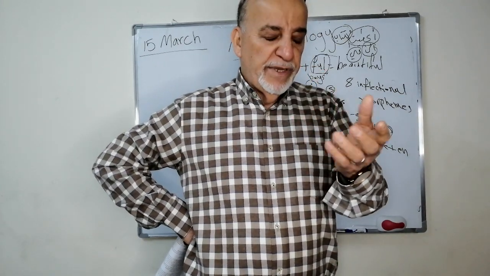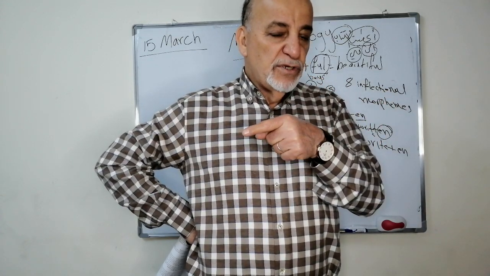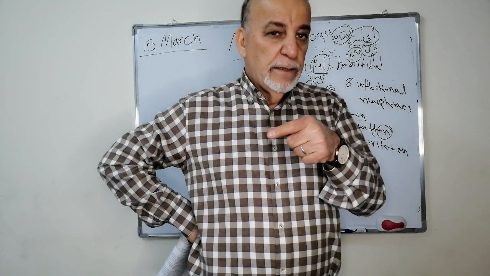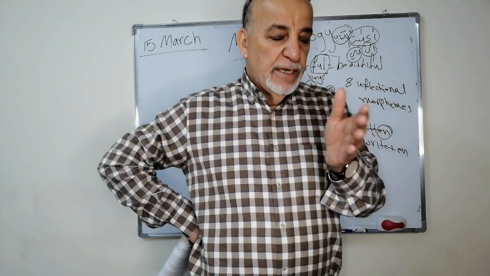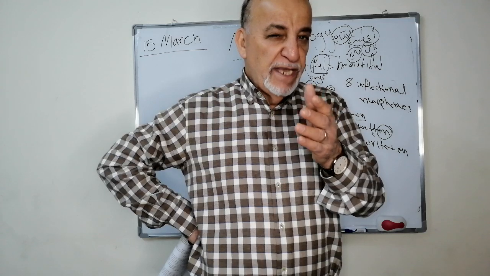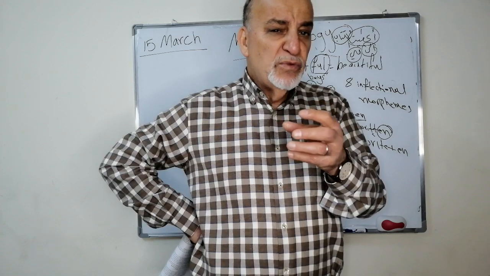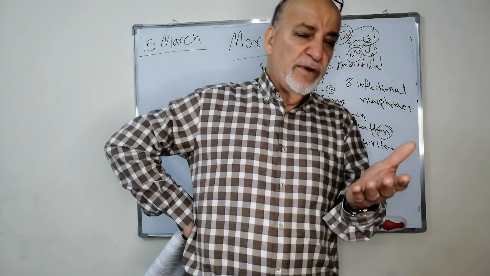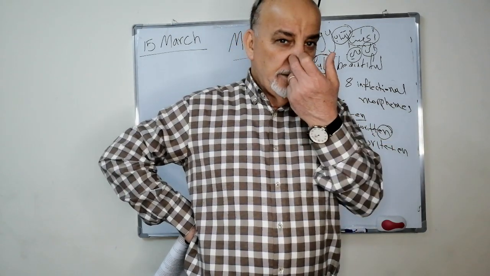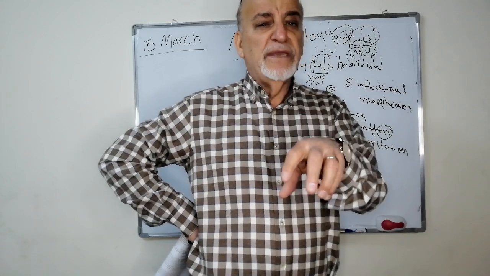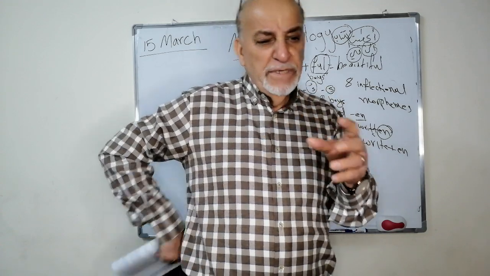Derivational morphemes can be either prefixes or suffixes. Derivational morphemes as prefixes are concerned with meaning. For example, honest, dishonest, full, unfull, correct, incorrect. Here, we change the meaning. It depends on the meaning.